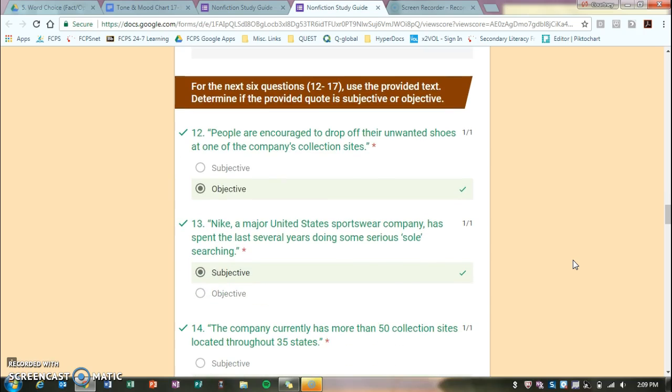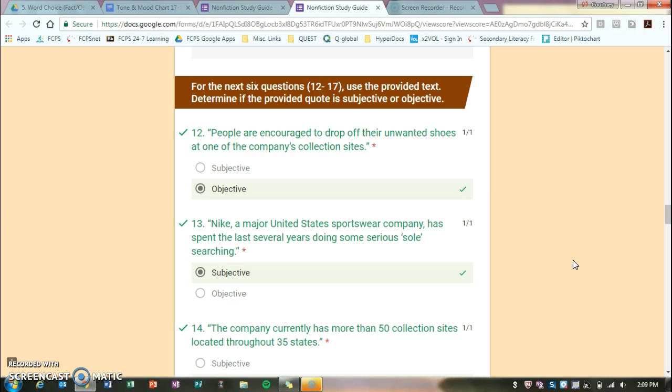So for the next section, these questions are related to the text recycled shoes, and you should have determined whether each is subjective or objective. So for number 12, people are encouraged to drop off their unwanted shoes at one of the company's collection sites. This is objective. This could be proven. This is based in fact. I'm sure we could look up the policy on Nike's website about how people donate these shoes.